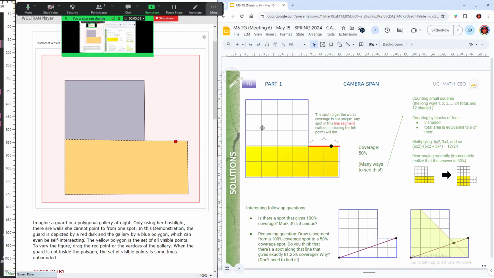You could also realize immediately that the answer is 50% by moving these 4 squares down here, as we show in this picture, and then it's half the area. So that's the answer. The coverage is just 50%. That's as bad as it gets. Notice that if you place it here, then you only miss 4 squares out of the 24. So that's much higher coverage.